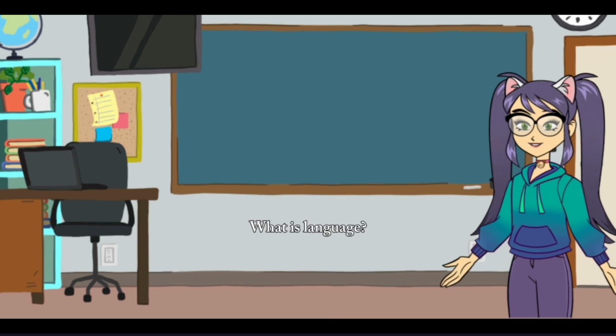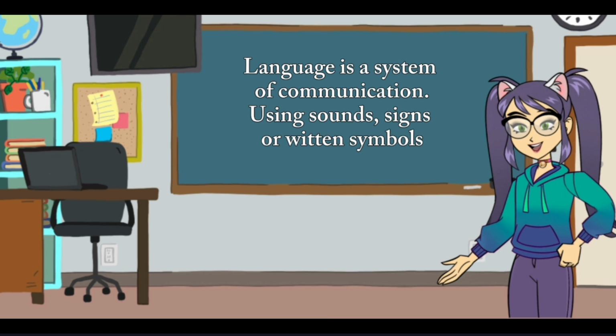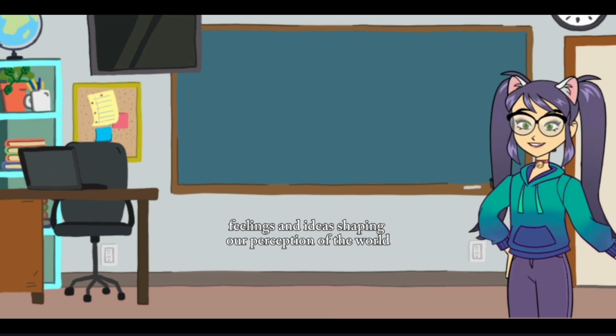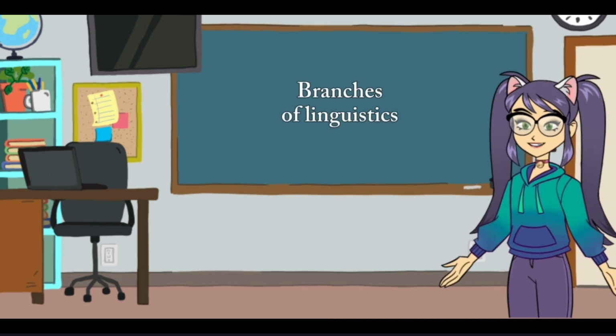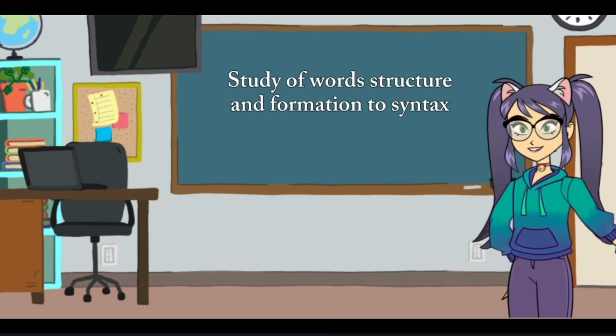What is language? Language is a system of communication using sounds, signs, or written symbols. It allows us to express thoughts, feelings, and ideas, shaping our perception of the world. Branches of linguistics. One, morphology, study of word structure and formation.